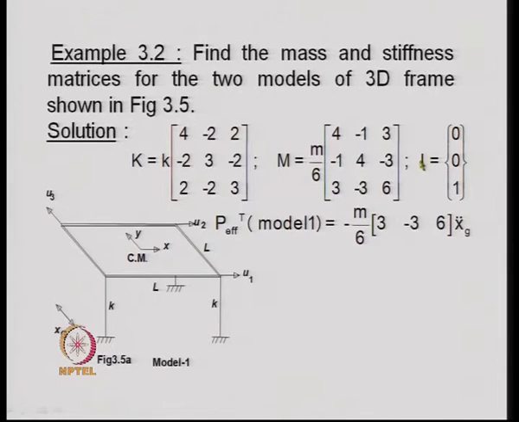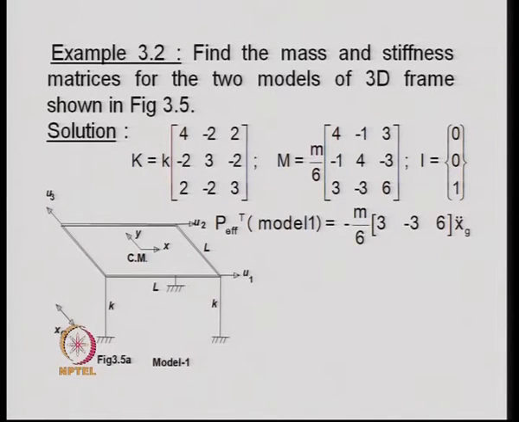The influence coefficient vector, of course, is simple. Here the influence coefficient vector is the vector which multiplies x double dot g. So, therefore, there is no excitation in the u1 direction, there is no excitation in the u2 direction, only in the u3 direction the ground acceleration is acting. Therefore, this is 0, 0, 1, that becomes the influence coefficient vector.